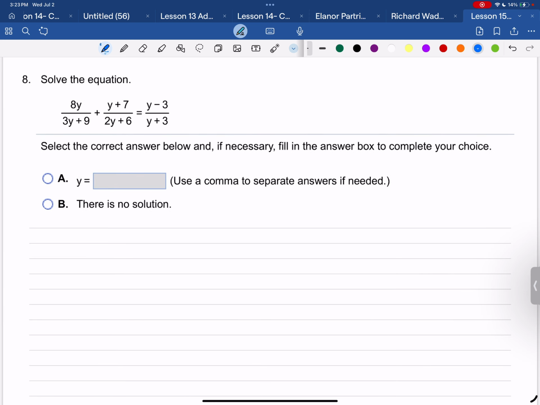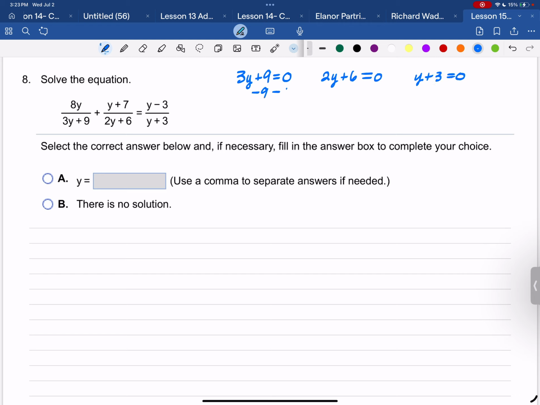Example 8. Solve the equation 8y over 3y plus 9 plus y plus 7 over 2y plus 6 equals y minus 3 over y plus 3. I'm going to set these all equal to 0 to determine what y cannot be, because none of these denominators are allowed to be 0.